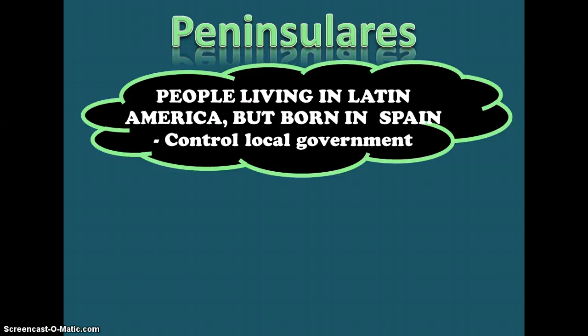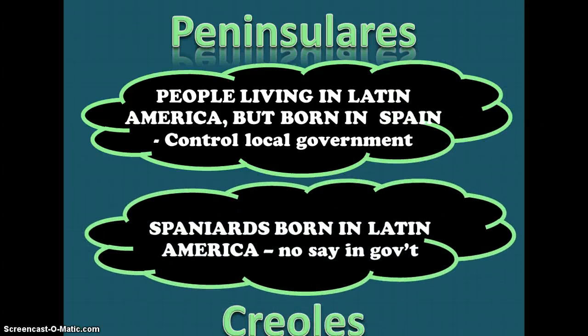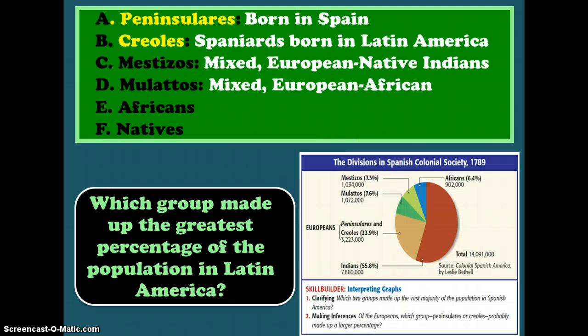So again, as we said before, the Peninsulares are people living in Latin America but born in Spain, and they had control of pretty much everything government-wise. The Creoles were Spaniards, mom and dad were Spanish, but they were born in America, and they had no control in terms of government involvement. Again, just a reminder about the different groups and the mixed groups as well. The greatest percentage of the population in Latin America was the Native Americans.